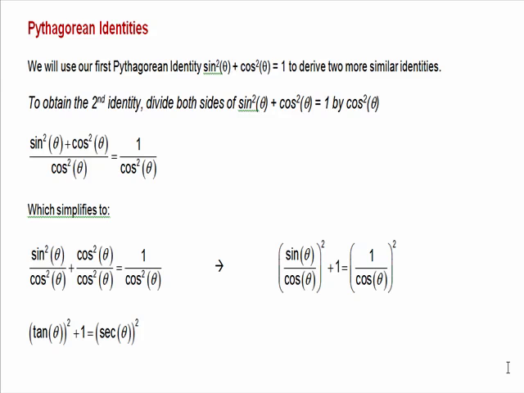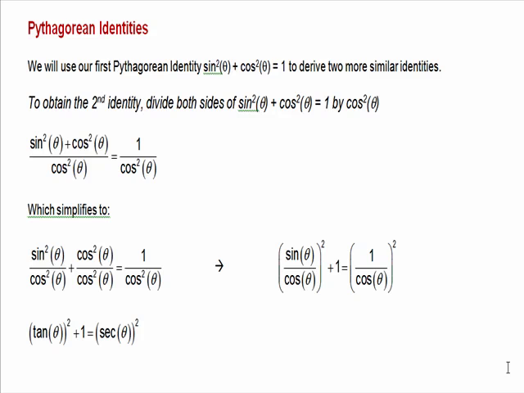Now let's look at the Pythagorean identities. We're going to use our first Pythagorean identity, sine squared theta plus cosine squared theta equals 1. Remember, I've written that as sine theta squared plus cosine theta squared equals 1, to derive two more similar identities.